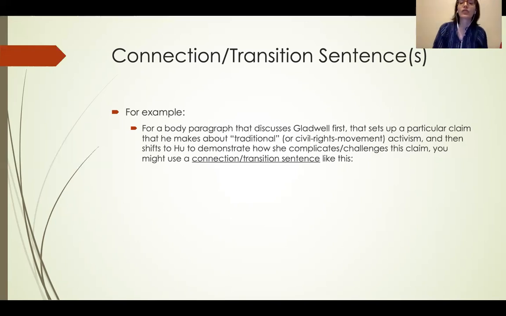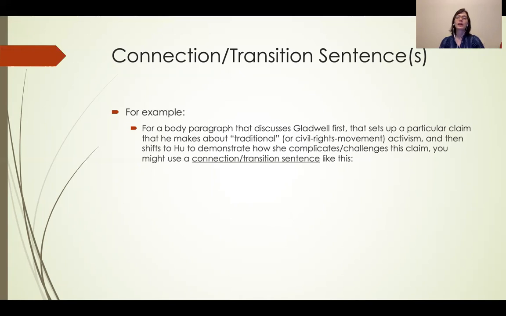Right? And again, keeping that focus on how she is complicating and challenging a particular claim of Gladwell's is, of course, making sure that our body paragraphs stay focused on answering the overall prompt question, right? In other words, to make sure that those body paragraphs stay connected to our thesis statement, at the end of the intro, which of course is our answer to the question of the prompt.